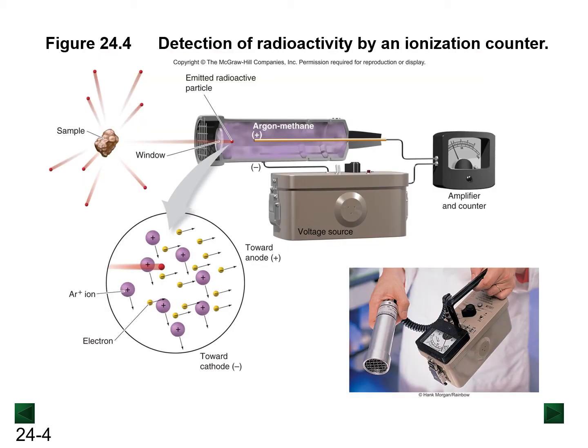Okay, this is how the ionization counter works. It consists of a tube filled with argon and methane that acts as the cathode, and a thin wire in the center that acts as the anode. First, the emission from the sample enters the tube and strikes the argon atoms, producing argon ions that migrate toward the cathode, and the electrons migrate toward the anode, producing a current. The current is created, amplified, and appears as the meter reading.